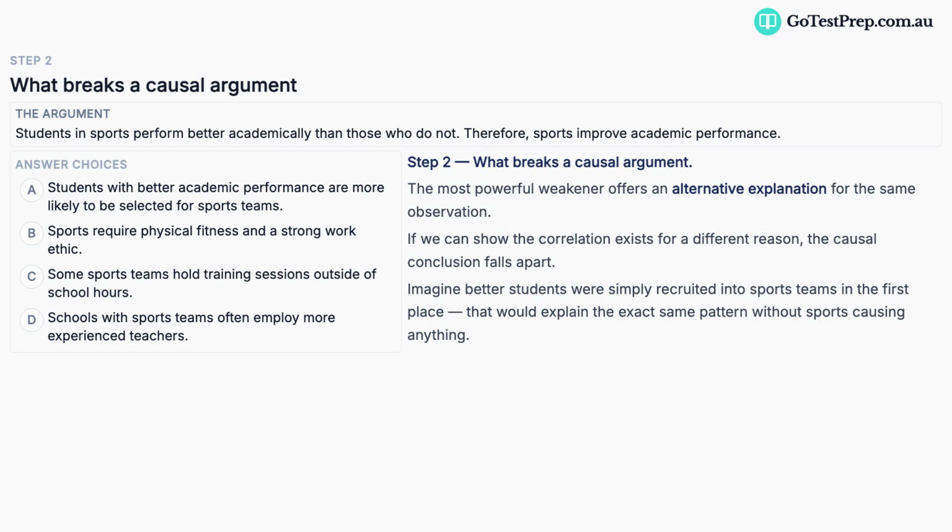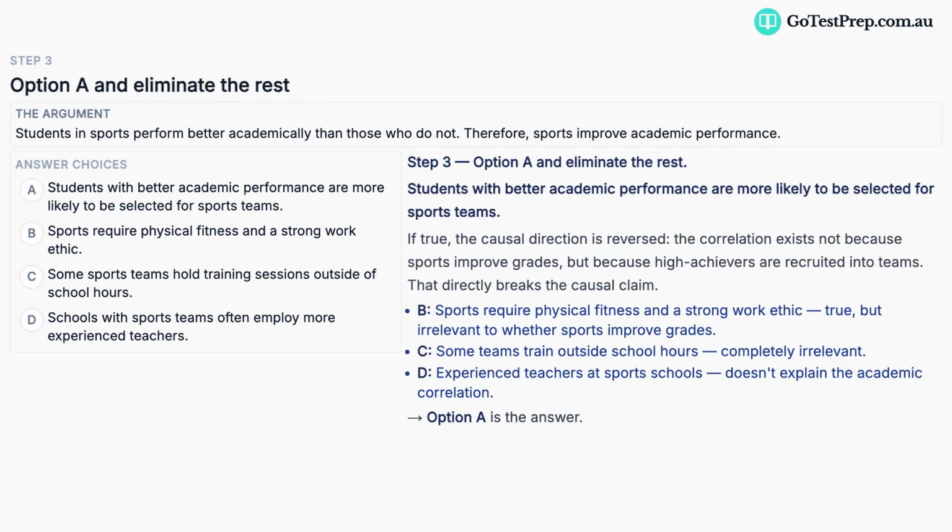Right, step 2. What breaks a causal argument? Okay, so what breaks a causal argument? The most powerful weakener offers an alternative explanation for the same observation. If we can show the correlation exists for a different reason, the causal conclusion falls apart. Imagine better students were simply recruited into sports teams in the first place. That would explain the exact same pattern without sports causing anything. Right, step 3. Option A and eliminate the rest.